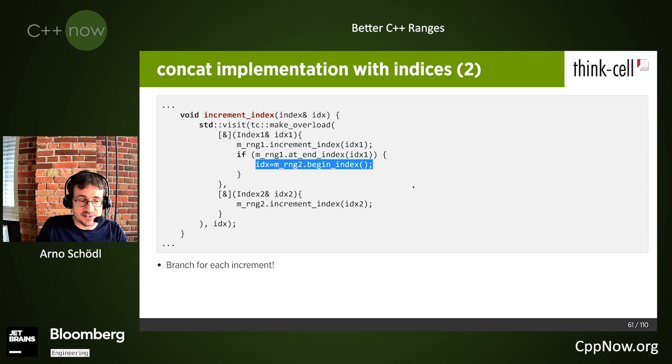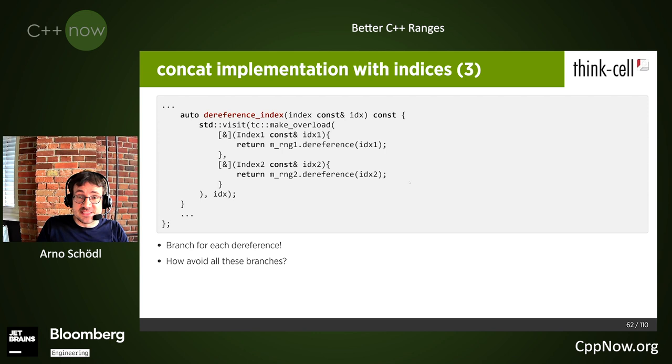Now, dereferencing is actually the same. When we incremented, I had to branch on which container I'm in. On the reference, you again have to branch. You have to decide: if I have index one, then I dereference index one. Otherwise, I have to dereference index two. So again, you have a branch. So per consumed item, you have at least these two branches, which is really clumsy.